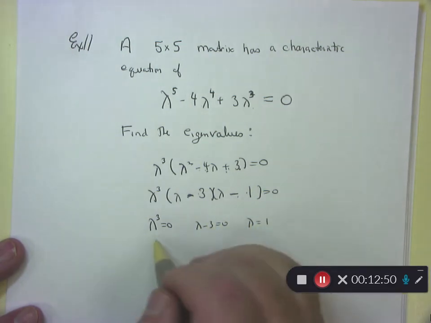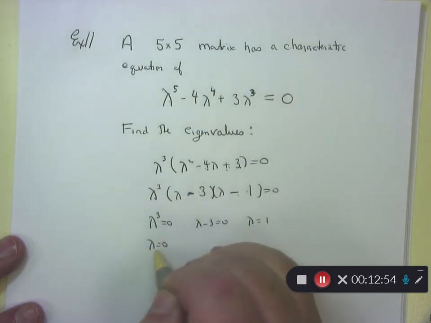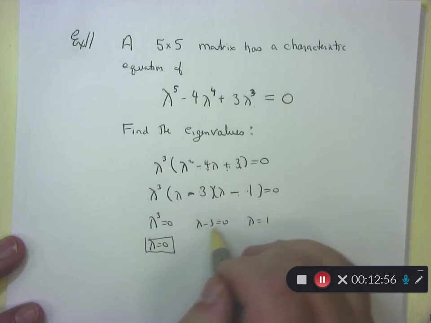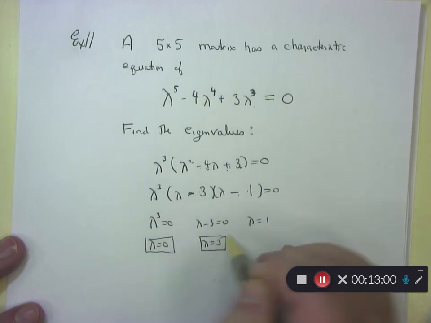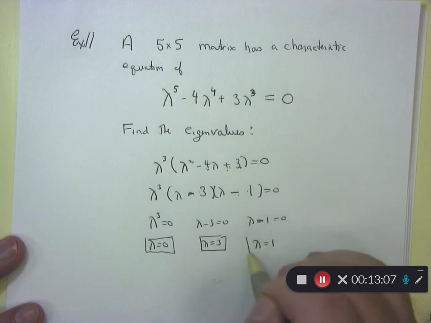You solve. Lambda cubed equals 0. Take the cube root of both sides. Lambda equals 0. Here, add 3 to both sides. You get lambda equals 3. And here I got lambda minus 1 equals 0. Add 1. Lambda equals 1.